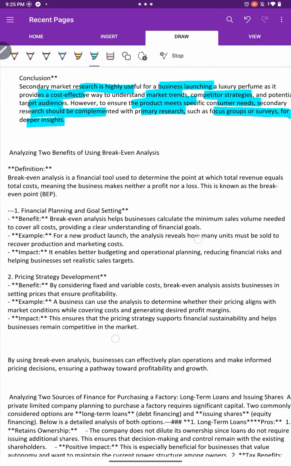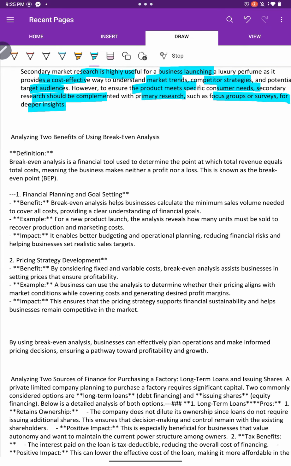Now we have to write the benefits of break-even analysis. I started my answer by writing the definition of break-even. Break-even analysis is a financial tool used to determine the point at which total revenue equals total cost, meaning the business makes neither profit nor loss, and this is known as the break-even point.